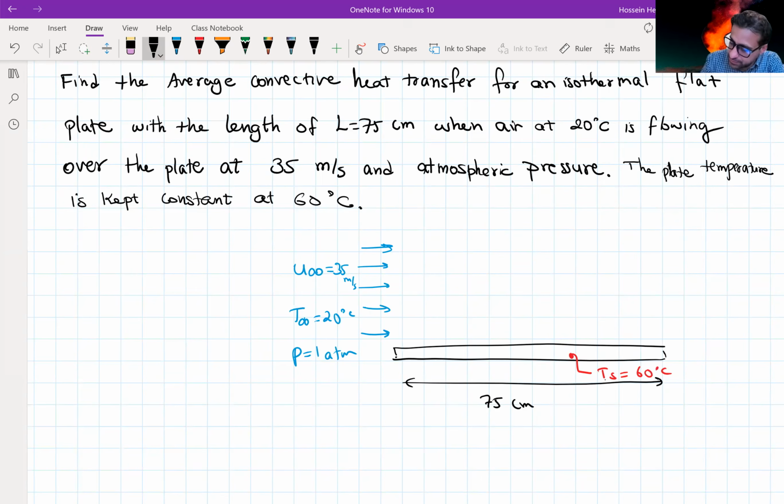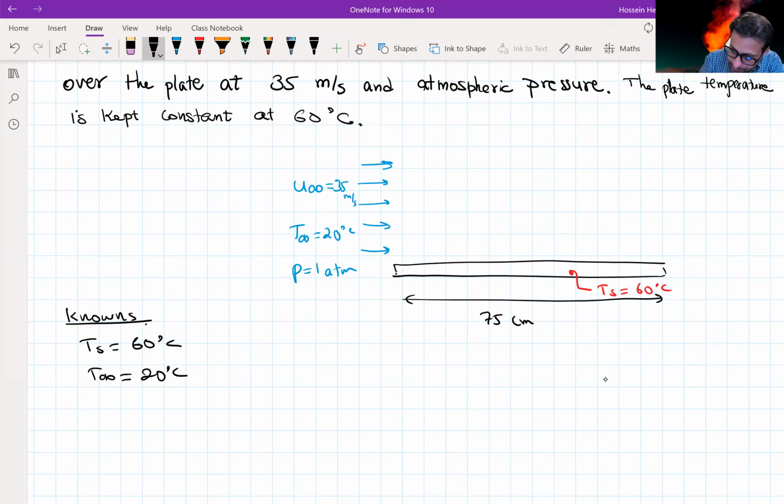For this problem, I can list the knowns as what we know here. We know surface temperature, 60 degrees C. We know fluid temperature, 20 degrees C. We know fluid velocity, 35 meters per second. Pressure that is flowing, 1 atmosphere. And the length of the plate, 0.75 meter. These are knowns.